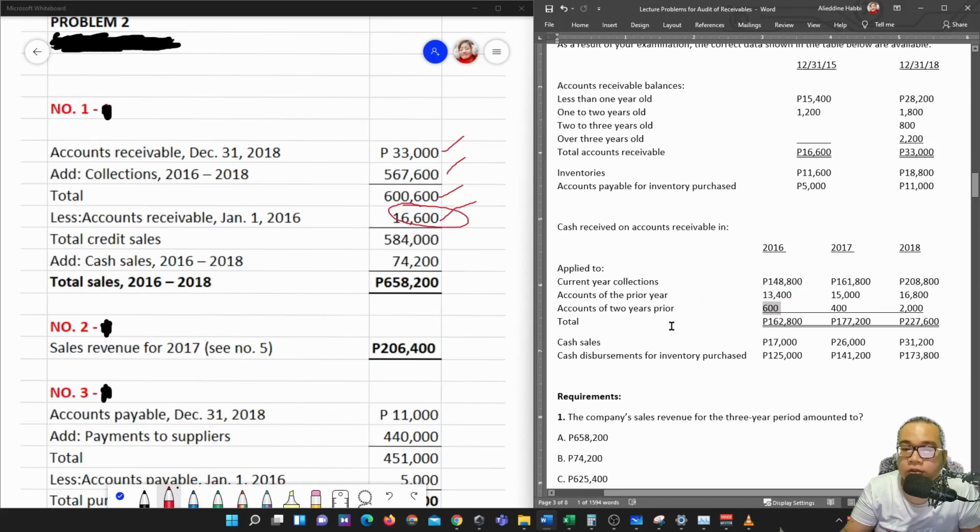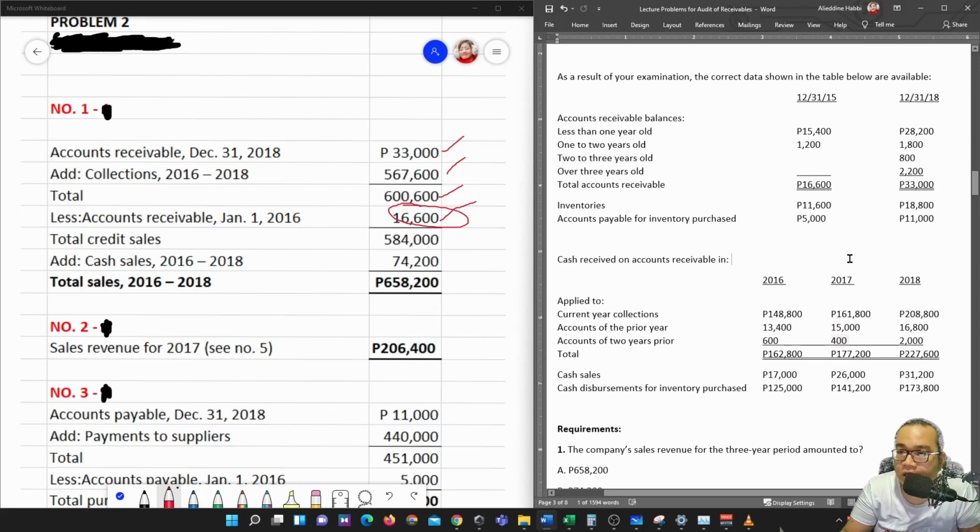Kasi, accounts of 2 years prior, na-collect ng 2016. Ito, 400, pertains to what? Accounts of 2 years prior, na-collect 2017. So, 2015 siya galing yung sales. Another, add nyo rin yung 2,200 accounts receivable. Yan, 2018, pero over 3 years old. So, that pertains to 2015 and below. Sige, add natin, 2,200.